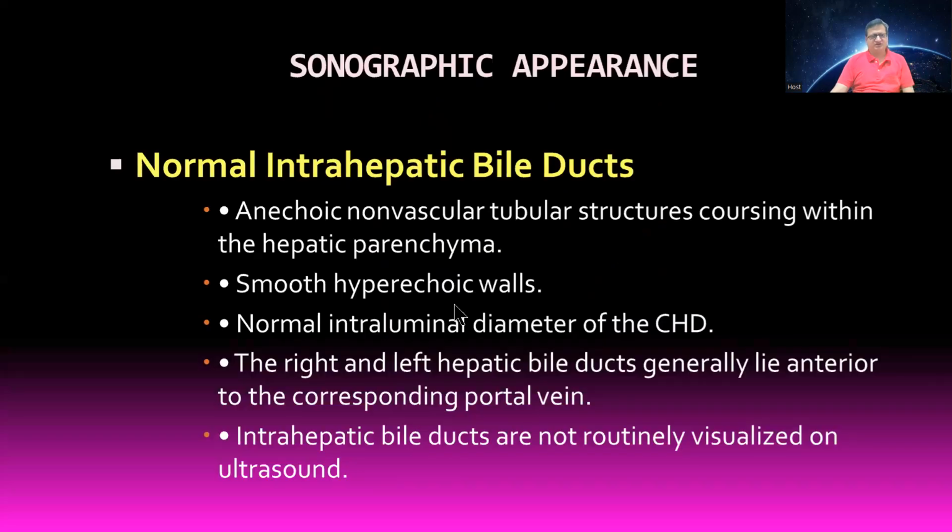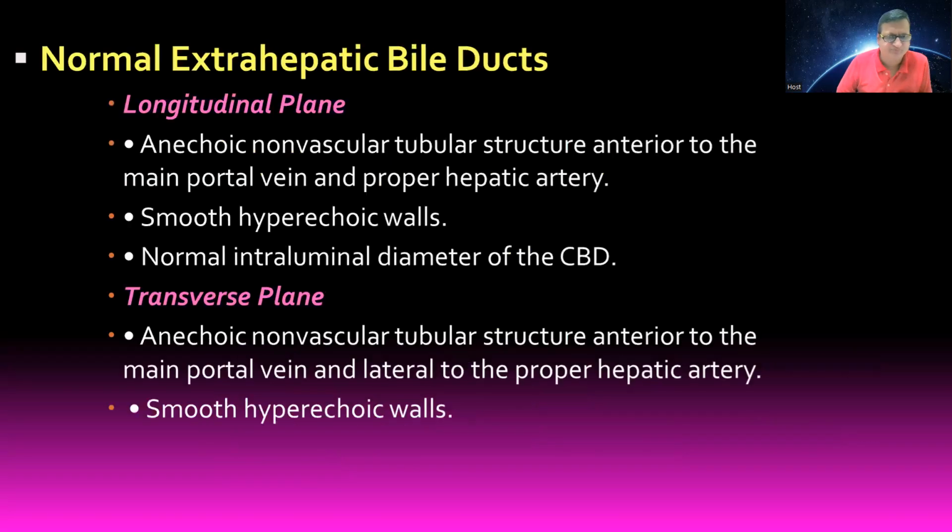So different variations are there. Now, what are the sonographic appearances of the different ducts and branching patterns? Normally intrahepatic bile ducts are anechoic non-vascular tubular structures coursing within the hepatic parenchyma. They have a smooth hyperechoic wall. Right and left hepatic bile ducts generally lie anterior to the corresponding portal vein. Intrahepatic bile ducts are not usually routinely visualized on ultrasound.